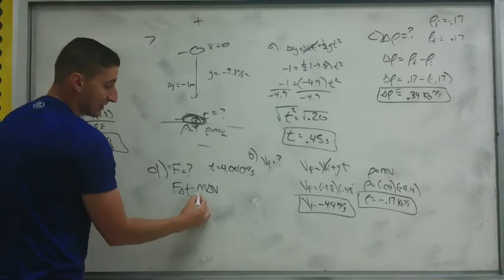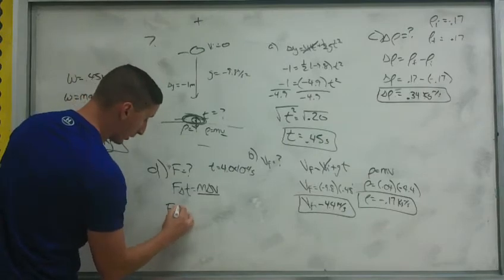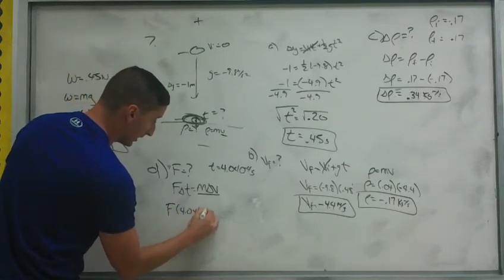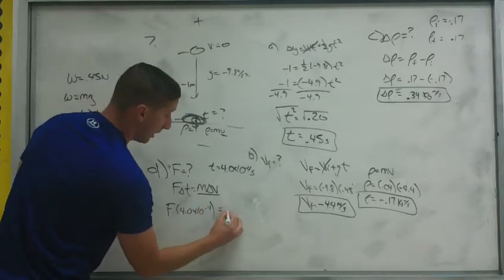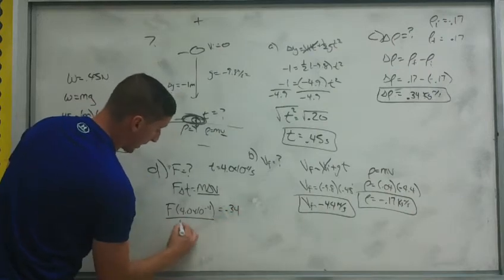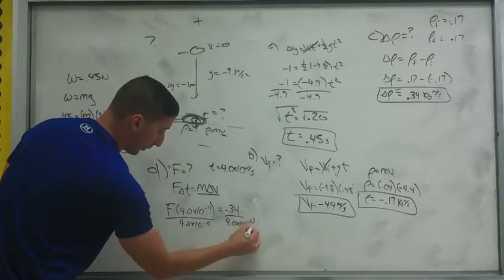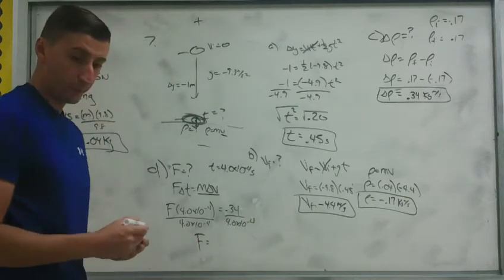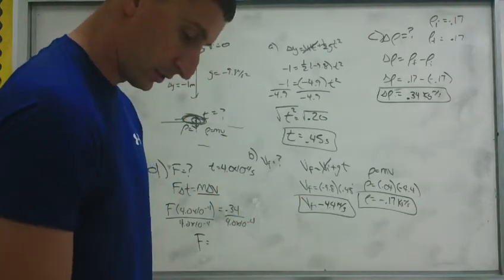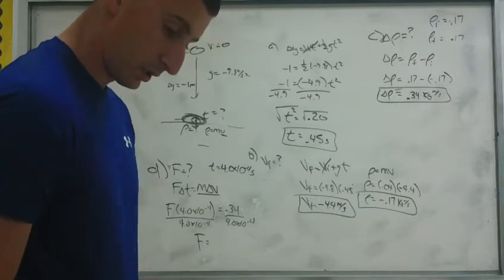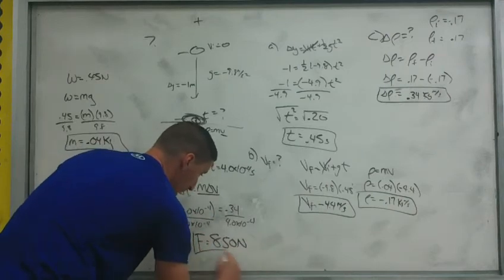Remember, this is equal to change in momentum. That's my change in momentum right there. So force is what I'm looking for, times time, which is 4.0 times 10 to the negative 4th, equals the change in momentum I found to be 0.34. So all I have to do is divide by 4.0 times 10 to the negative 4th. I get force is equal to 0.34 divided by 4.0 E negative 4, and I get 850 newtons. All right?